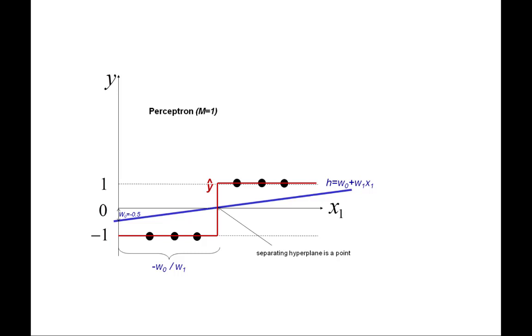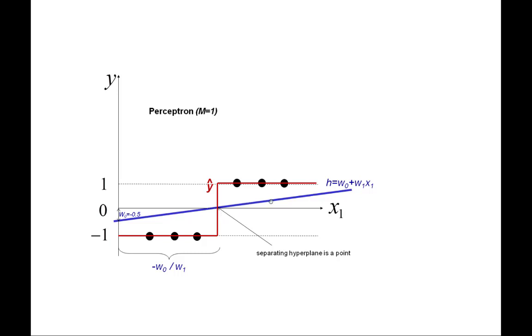This is how it looks in one dimension. So here we have examples of class -1. Here we have examples of class 1. Here's y and here's x1. There's only one input, and this h function is simply w0 plus w1x. And the point where the sign switches, the decision rule switches also from -1 to 1. So the output here is 1, here is -1. And this defines the separating hyperplane. In this case, it's simply a point.